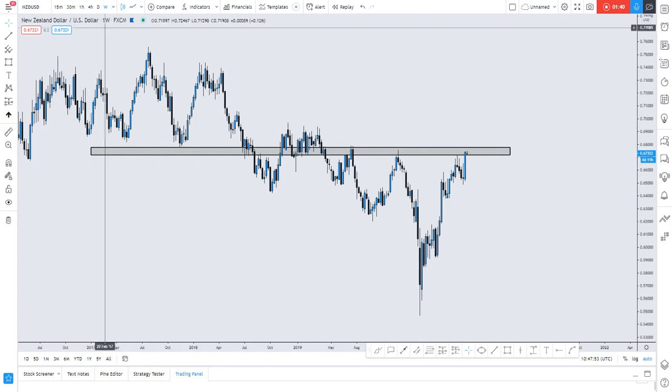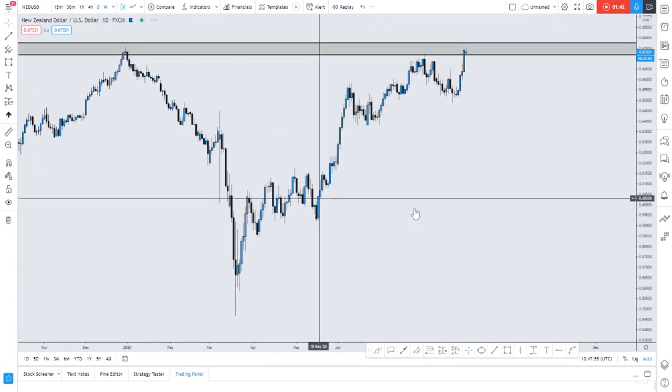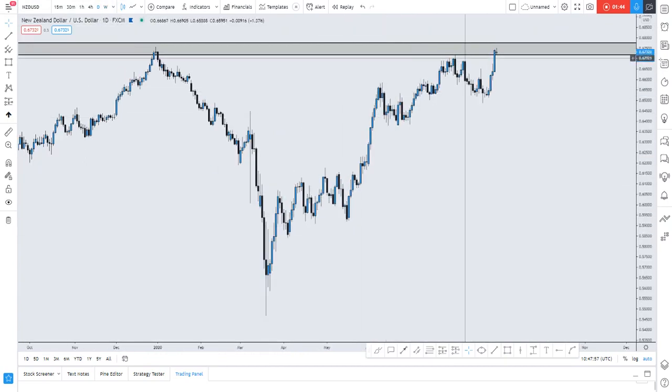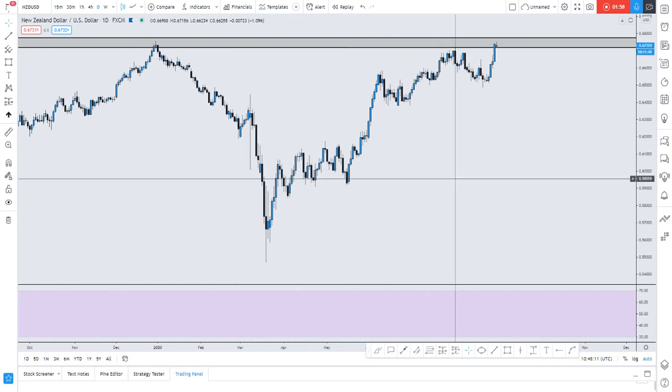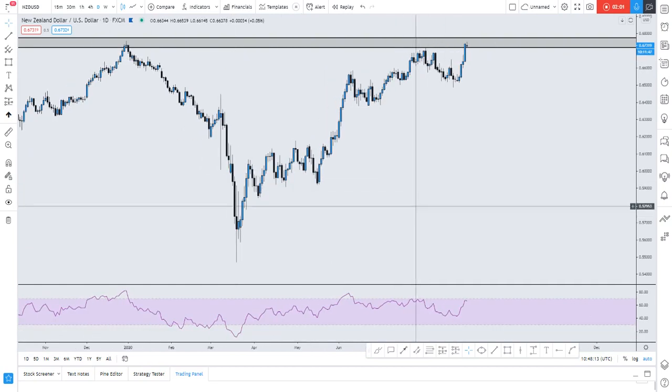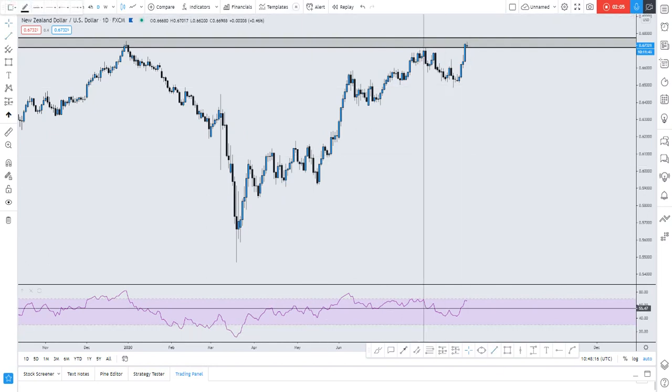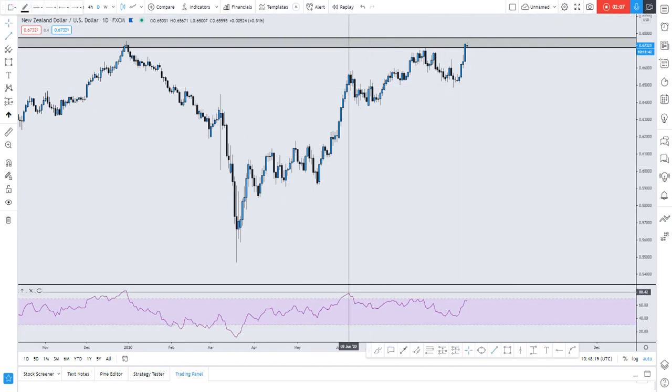So let's go down to the daily time frame. On the daily time frame, there's some sort of divergence here. So I could add my RSI on the chart. Yes, we do have a divergence on this currency pair. We have a bearish divergence, to be precise.